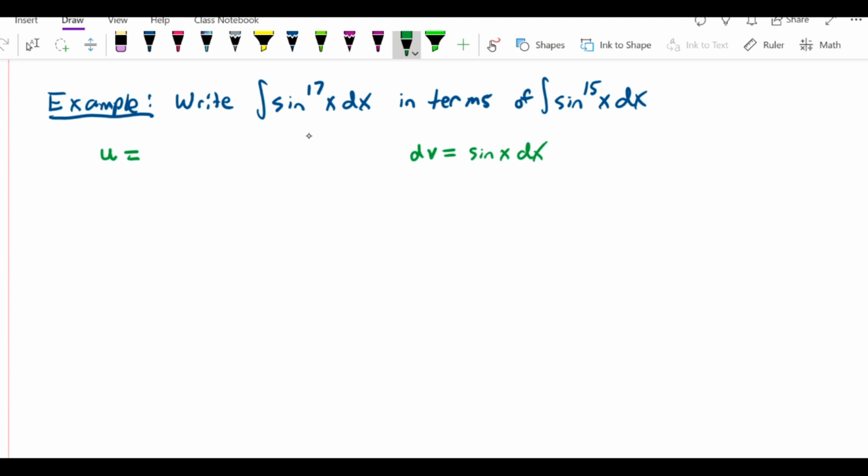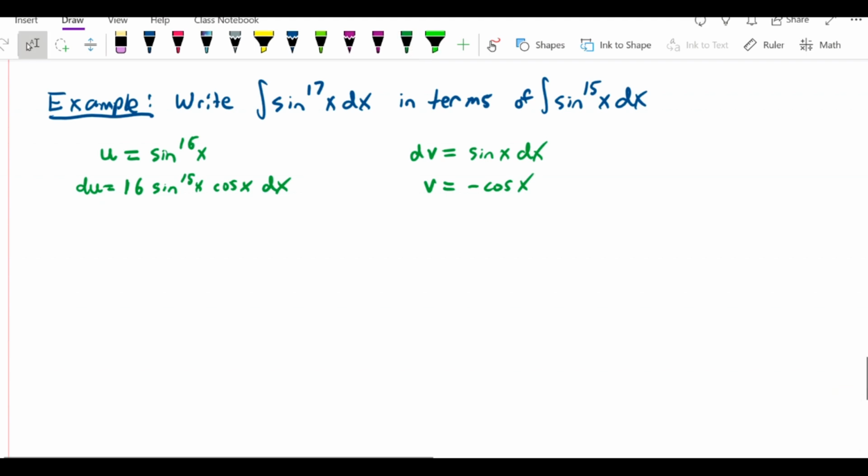I know you don't see a sine x in there, but remember that sine to the 17th is just sine x multiplied by itself 17 times. So all that's left over is sine to the 16th x for u. Now we can find du, which is the derivative of sine to the 16th: 16 sine to the 15th x, and then by the chain rule times cosine x dx. And v, the antiderivative of sine x, is just negative cosine x. So there's our u and v.